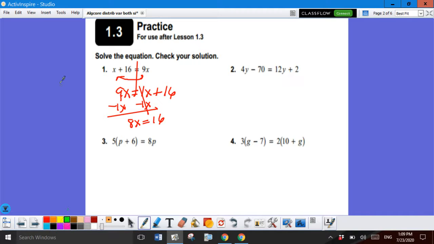Okay, and hopefully you're like, oh, well, that's easy. I know that's multiply 8, so it has to be divide 8. So divide by 8, x is going to equal 2. Okay, x is going to equal 2. All right, go ahead and hit pause and see what you can do with number 2.